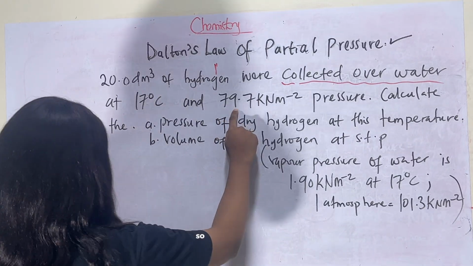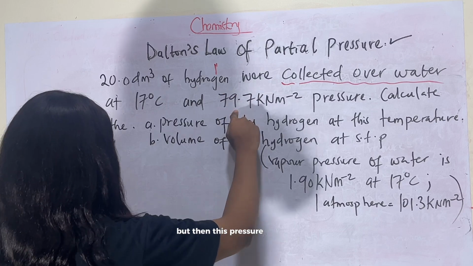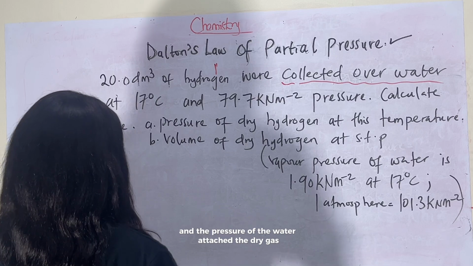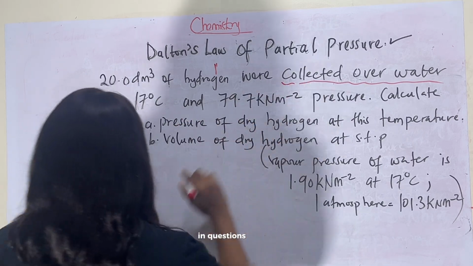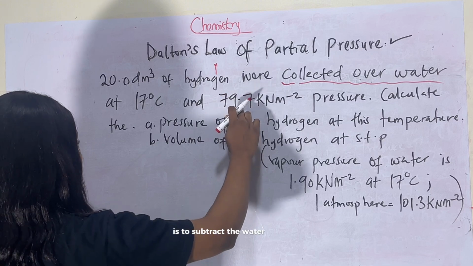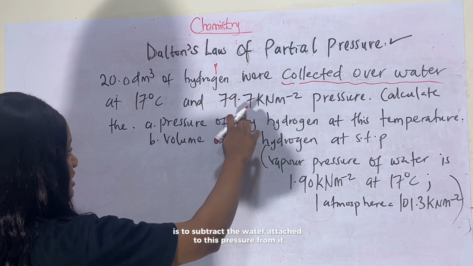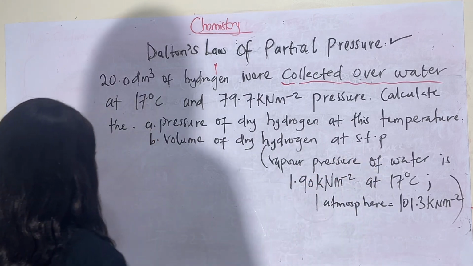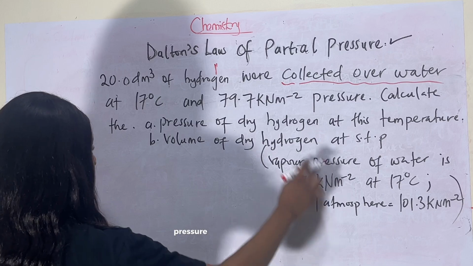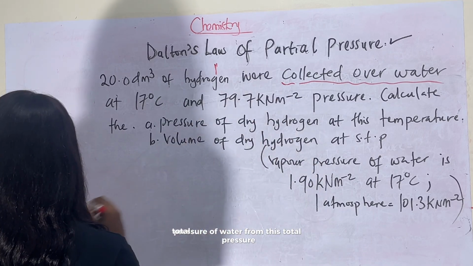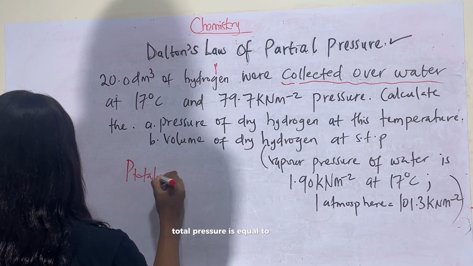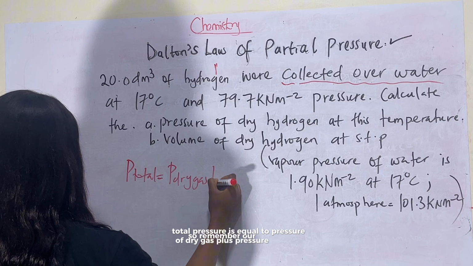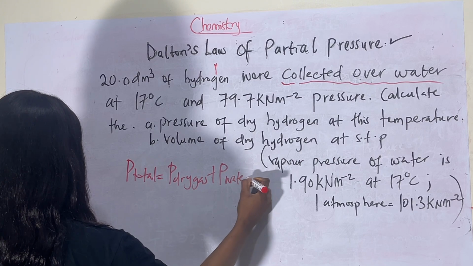So this is the pressure, but this pressure includes the pressure of the dry gas and the pressure of the water attached to the dry gas. So what you do first in questions like this is to subtract the pressure of the water attached from it. Now come here, the vapor pressure of water is 1.90. So I'm going to subtract this vapor pressure of water from this total pressure. Remember our formula: total pressure is equal to pressure of dry gas plus pressure of water vapor.